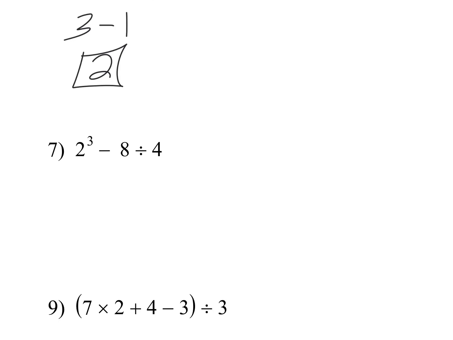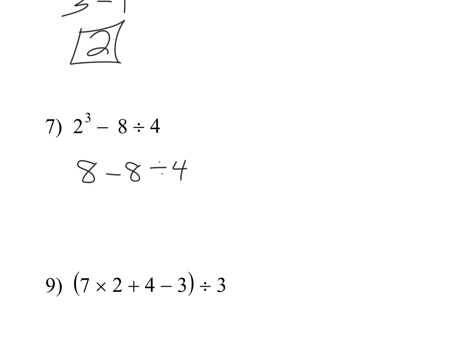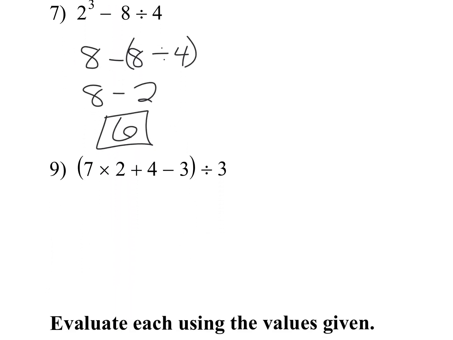Exponents first. What's 2 cubed? 8. Yep, 2 times 2 times 2. And then I'm going to rewrite what I've got left. What would my next step be here? 8 divided by 4. What's 8 divided by 4? 2. 8 minus 2? 6. If I'm ever going too fast, please let me know.